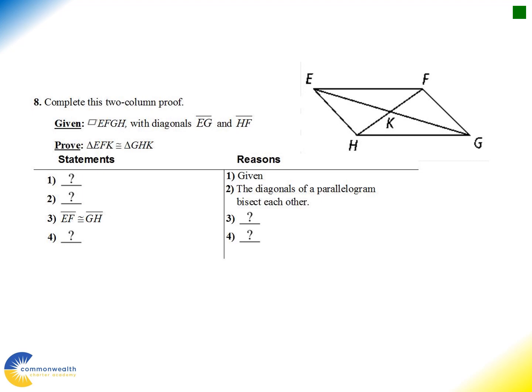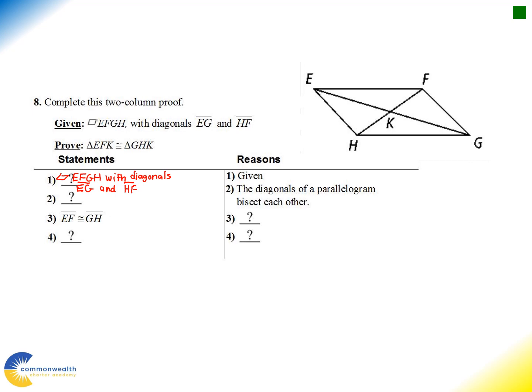So for number 1, it's looking for a statement or statements, and it says the reason is that it's given. Well, the given piece of information is that I do have a parallelogram EFGH. And it's important to know it's a parallelogram because it's going to have characteristics of a parallelogram, and I want to make sure I'm able to use those. And it says it has diagonals EG and HF. That's also going to be helpful because I know what the diagonals are, and I know there are some characteristics about diagonals in a parallelogram that might be useful as well. So that's the given information, and I'm just going to restate that for the given piece of information.